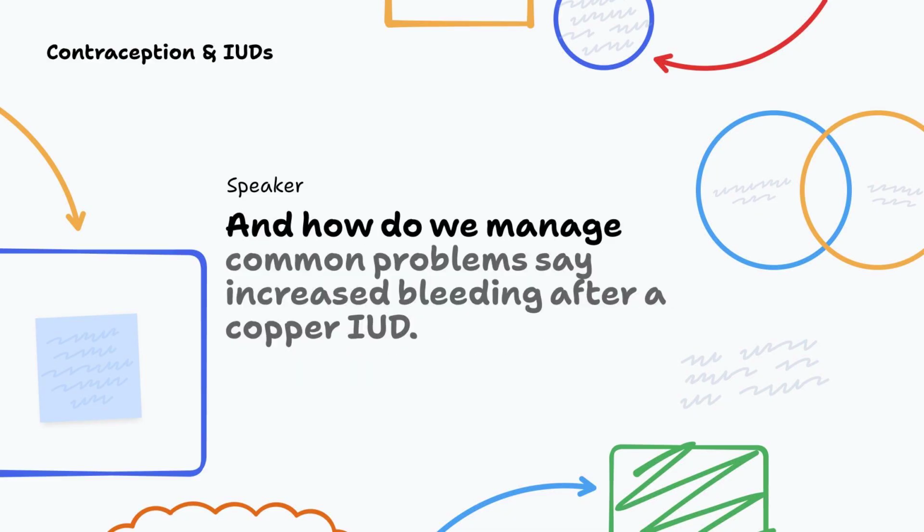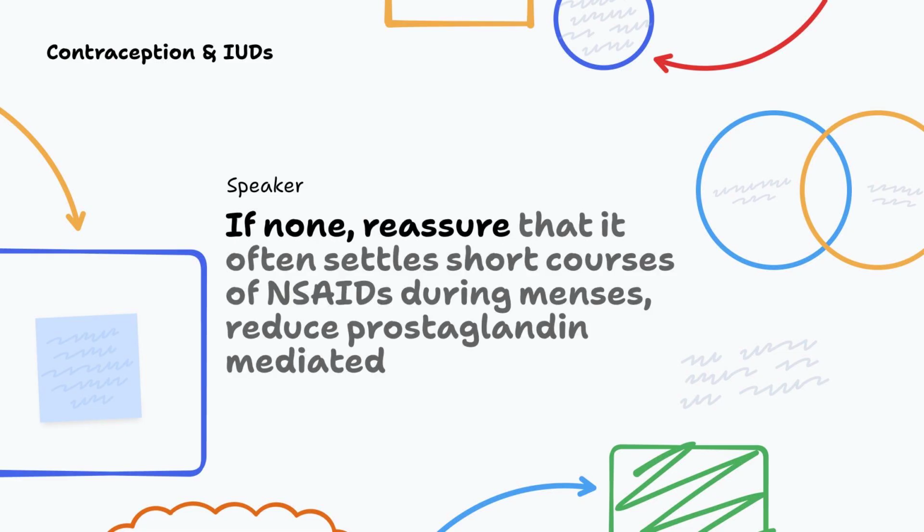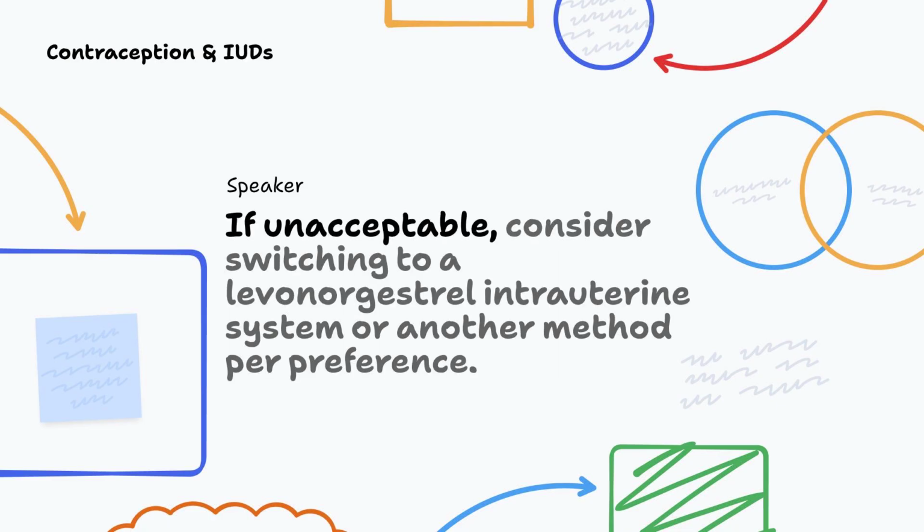And how do we manage common problems, say increased bleeding after a copper IUD? First, exclude pregnancy, infection, or partial expulsion. If none, reassure that it often settles. Short courses of NSAIDs during menses reduce prostaglandin-mediated bleeding and cramps. If unacceptable, consider switching to a levonorgestrel intrauterine system or another method per preference.